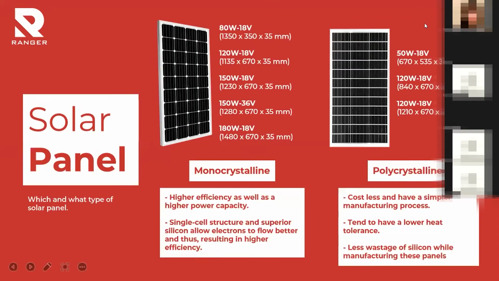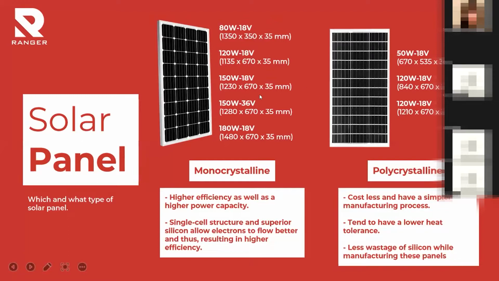Okay. So, now for solar panel, we have two types. The first is monocrystalline and the second one is polycrystalline. For monocrystalline, as you can see here, these are the types that we have: 80 watt, 120 watt, 150 watt for 18 volt, and we have 150 watt and 180 watt for 36 volt. For polycrystalline, we have 50 watt, 120 watt, and 150 watt for 18 volt.